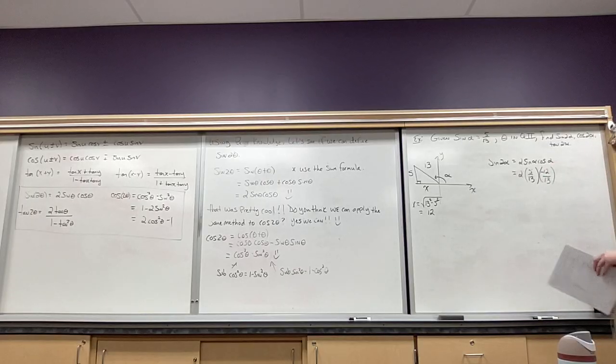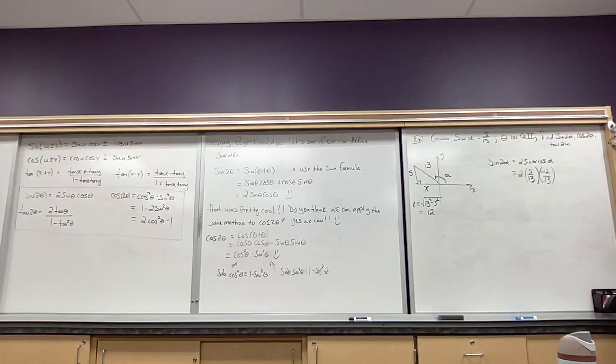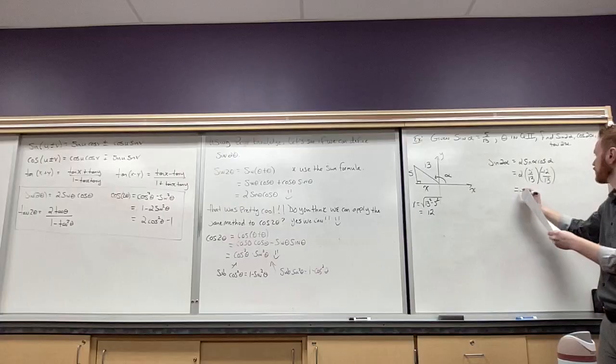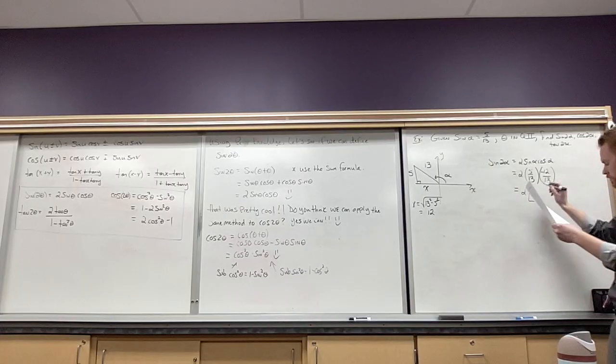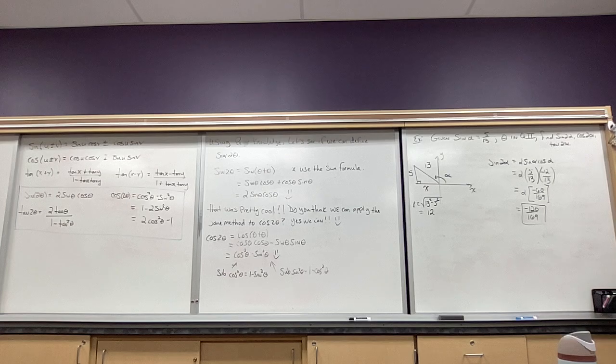That's important. So when you're plugging these values in, you have to know what quadrant you're in, so you know whether to make it negative, or just leave it as positive. So it equals 2 times, and this is going to come out to be negative 60 over 169. And we get negative 120 over 169. So that's what sine of 2 alpha is going to give you. Okay?